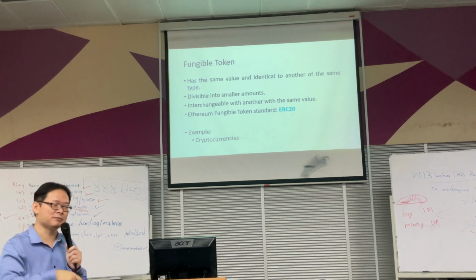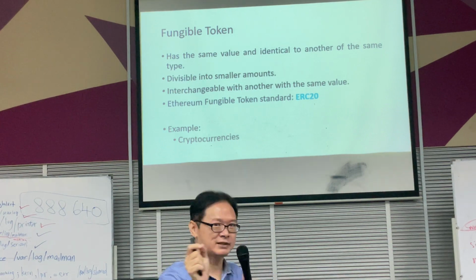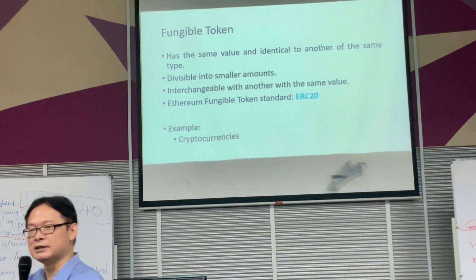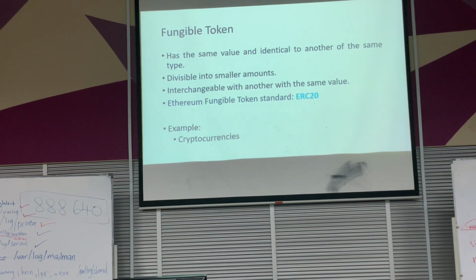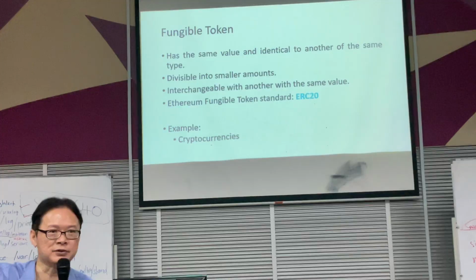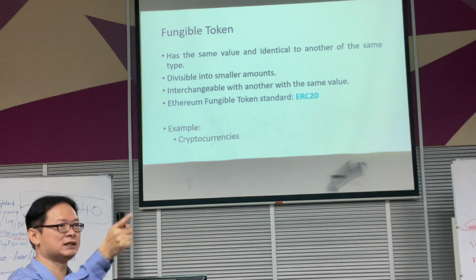You can cut into smaller pieces, like 10 Bitcoin. I can turn it into 10 pieces of 1 Bitcoin, right? You can do so. Then it's fungible. Very easy to remember: first, identical. Second, can be broken into smaller pieces, divisible. And then we can exchange with another with the same value. If you give me this 1 Bitcoin, I can also give you another 1 Bitcoin. It's the same thing. I can exchange with you, no problem. Can be exchanged, divisible, and identical, then it's fungible, right?